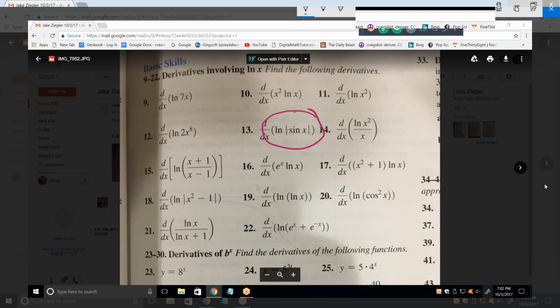In other words, if the sine x is negative, here's the sine curve. It's negative from pi to 2 pi. Then we're going to reflect it up to there. So the curve is going to look like that. That's what the absolute value of sine x looks like. And we're taking the natural log of that.